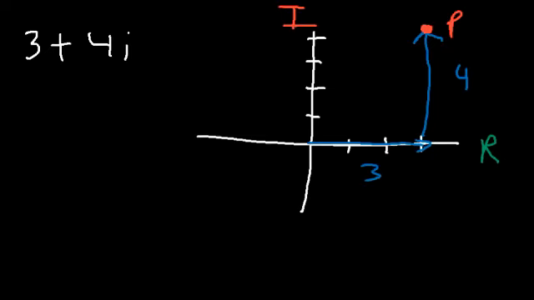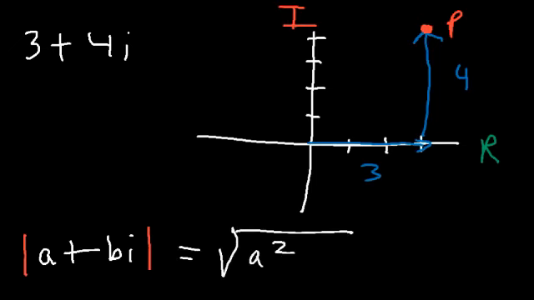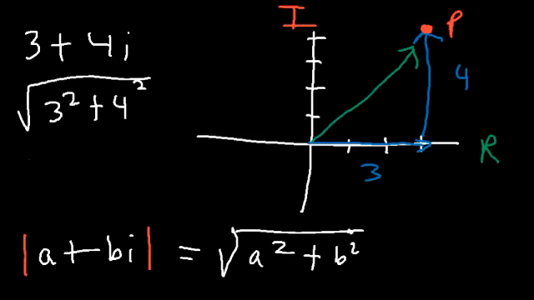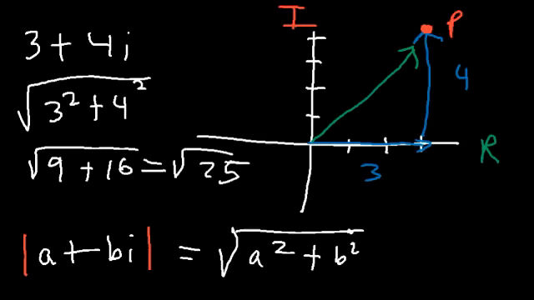Now to calculate the absolute value of a plus bi, it's equal to the square root of a squared plus b squared. So basically, it represents the hypotenuse of this triangle. So what is 3 squared plus 4 squared? 3 squared is 9, 4 squared is 16. If you add them, you get 25, which is 5. So that's the hypotenuse of the right triangle that's formed. So the absolute value of 3 plus 4i is 5.